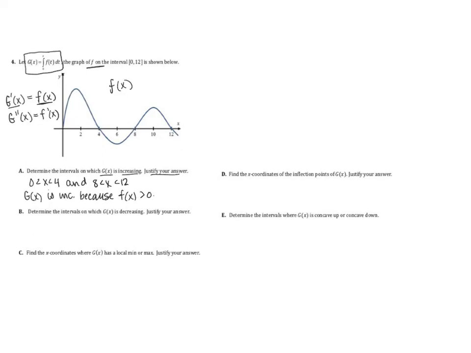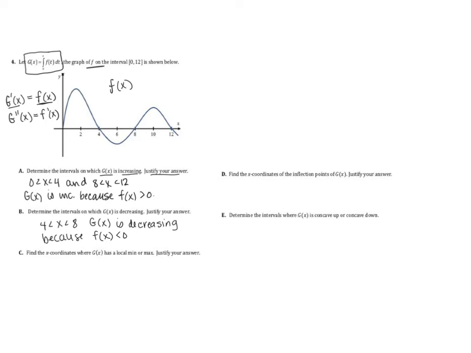All right. So let's look at part B, determine the intervals in which g of x is decreasing and justify your answer. So g of x here is going to be decreasing where f of x is negative. And so that's going to be from 4, or the interval from 4 to 8. We're going to say g of x is decreasing because f of x is negative.